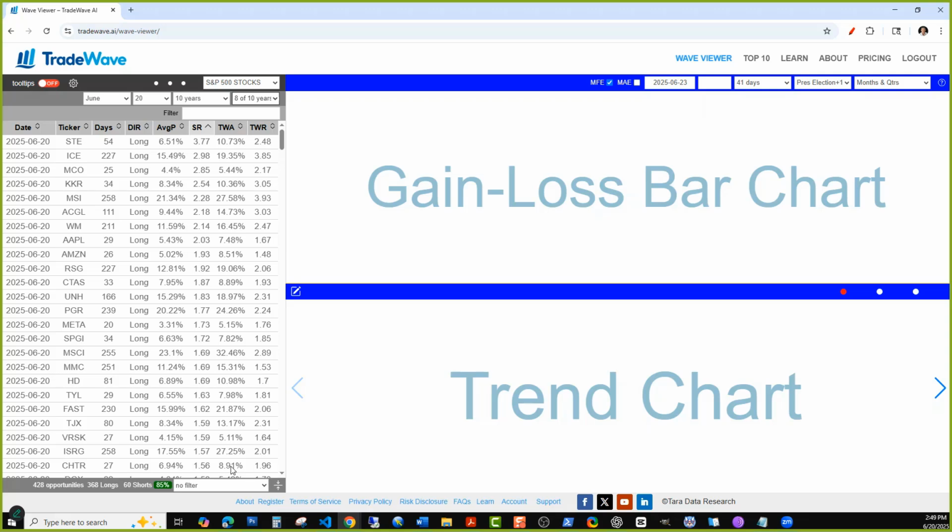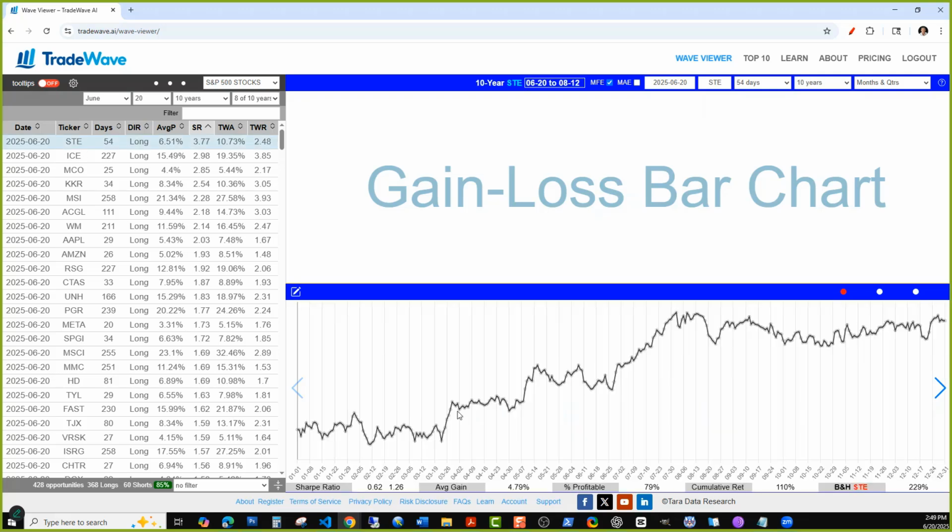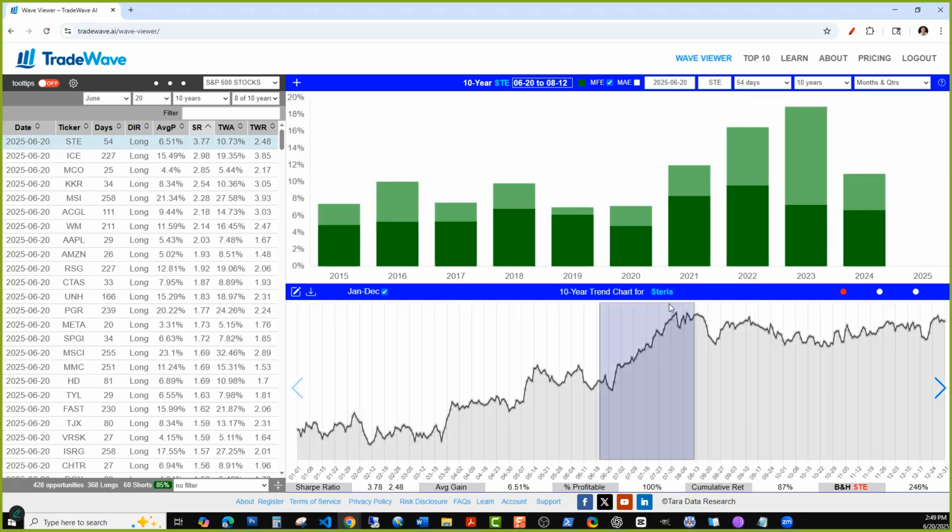Right. So how do we find what we want up here? On the top, by default, it ranks it by Sharpe Ratio, which you can see the top one is Steris. Right now, 10 out of 10 years, it's done pretty well from the 20th until 12th of August. However, when we look at trend chart, it might be better here.